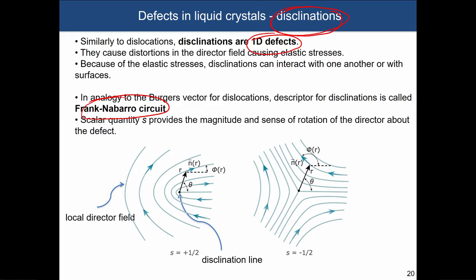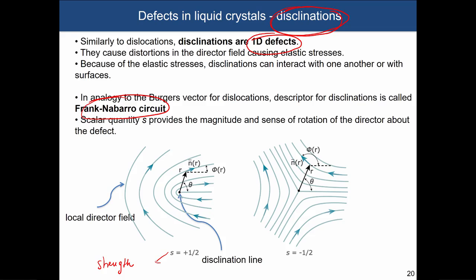So if this is the orientation, and these are two specific cases of liquid crystalline materials, this will be the value which is called the strength of a disclination. The strength of a disclination is simply the descriptor, similarly to the case of Burgers vectors for dislocations, and it is calculated or measured by the Frank-Nabarro circuit.